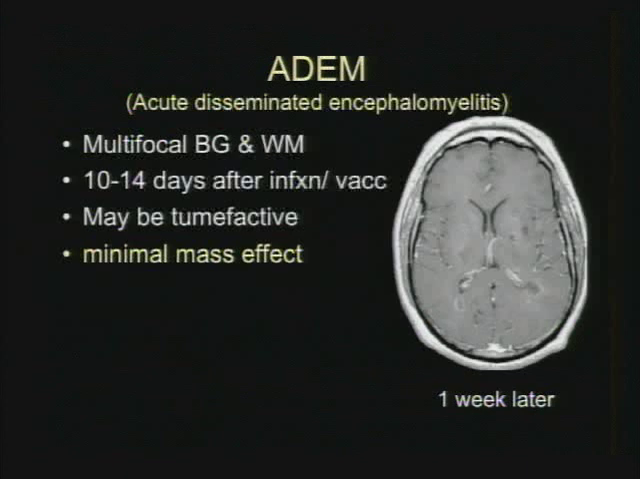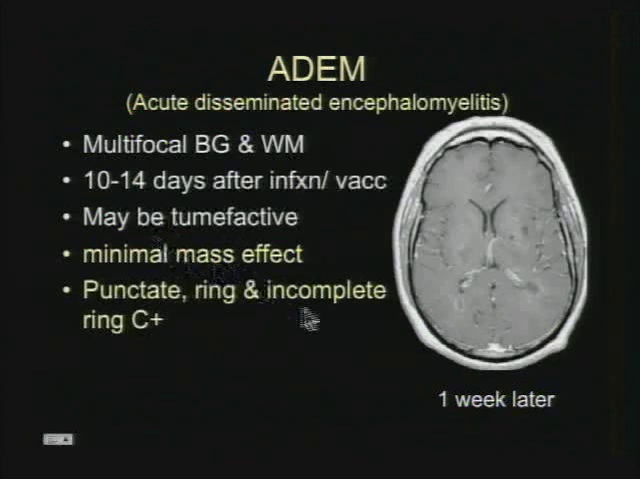The key here again is minimal mass effect. The enhancement can be variable. These are more common in children and adults and is a monophasic illness. So here's our third unknown case, a patient with a new seizure.